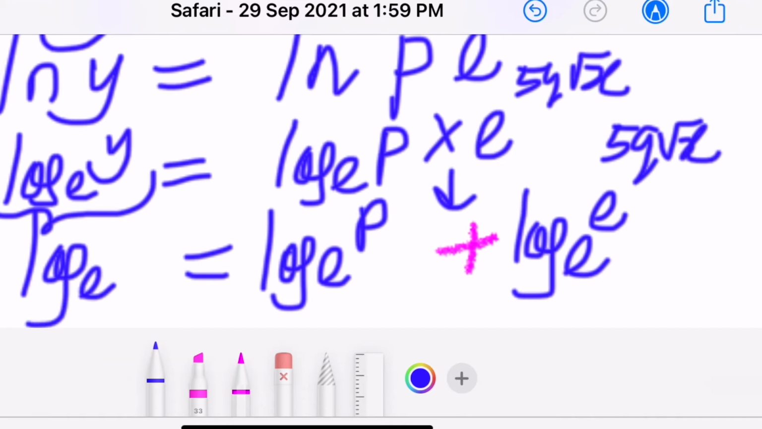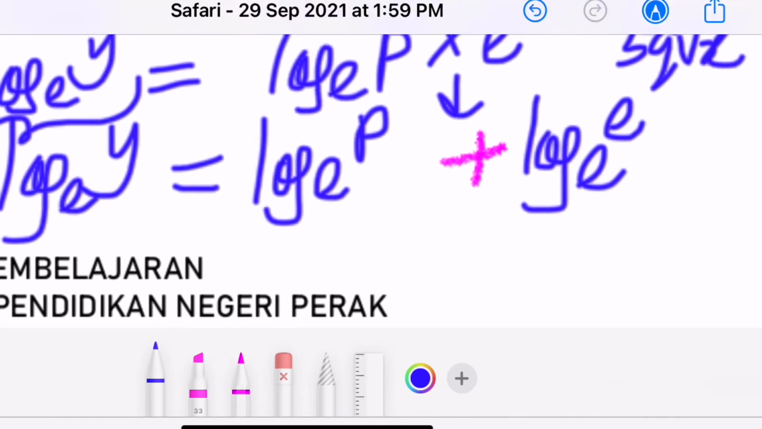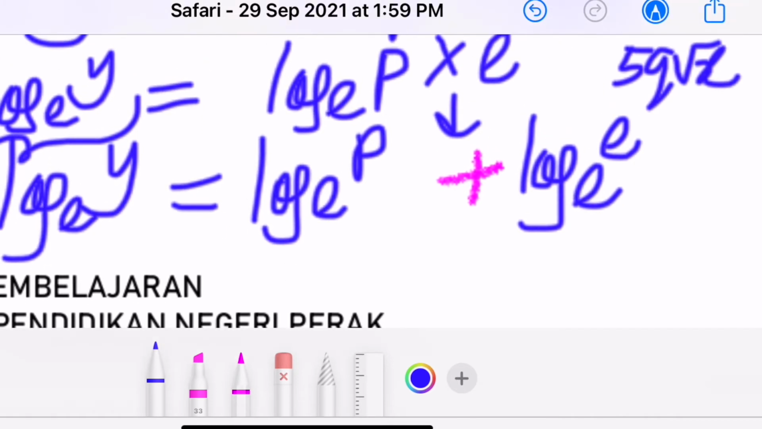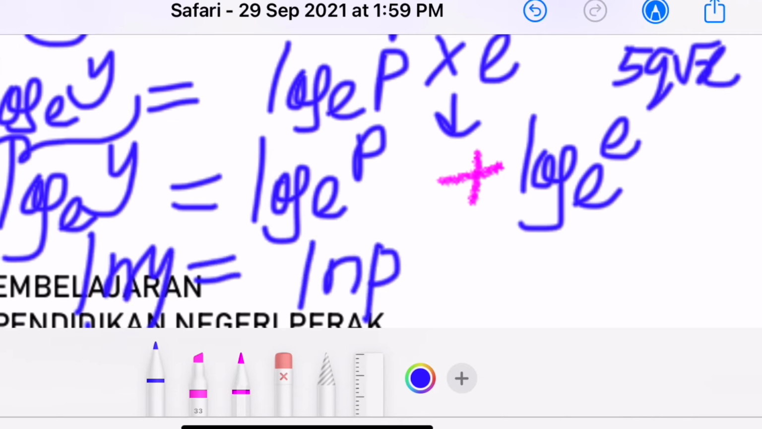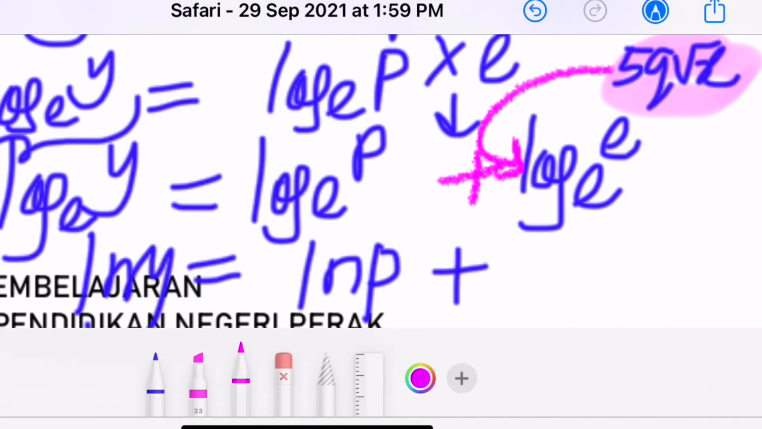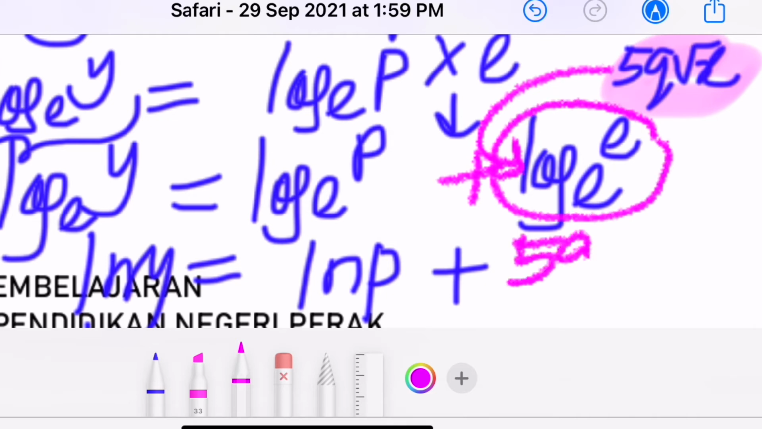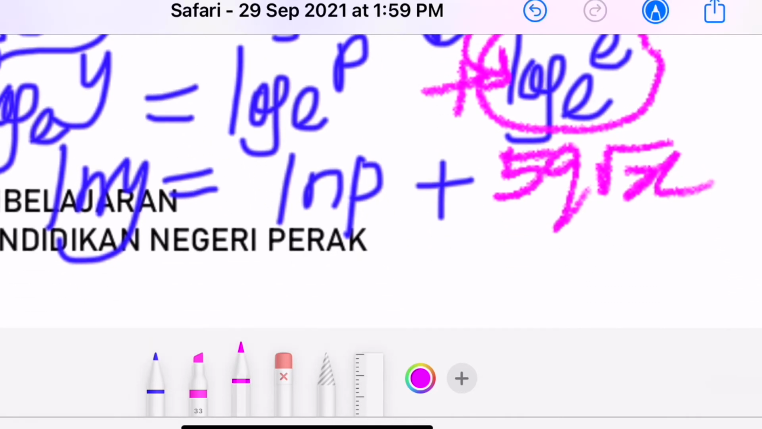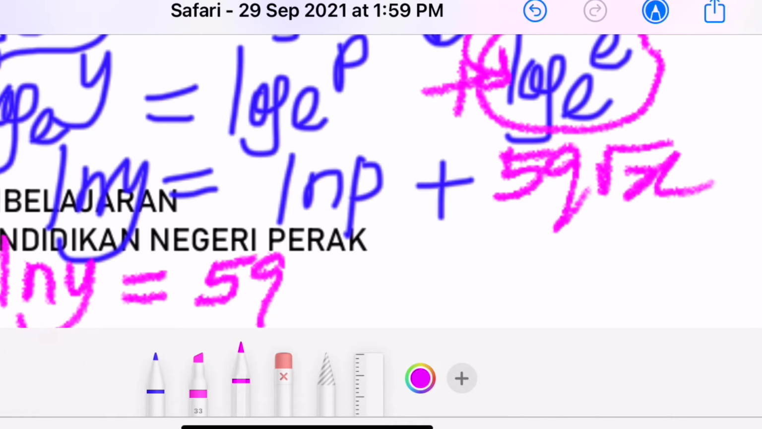So instead of writing log e all the time, sometimes we feel very tired, so we just write the short form: ln y equals ln p plus the power. This is a power, right? You must shift it to the front. And what is ln e? It is 1. So we will write 5q times square root x. Now we almost have the Y, which is ln y. And then 5q is the gradient, right?